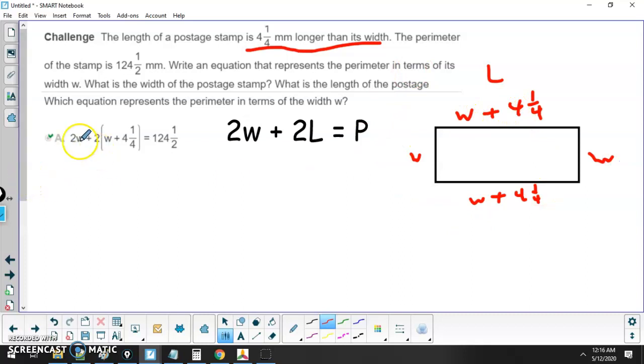Okay, and then if you don't want to use this formula, I mean, you could just think about combining like terms here. All right, and then combining these two numbers. It'd probably be actually easier to do it this way. All right, so let's go ahead and distribute here. 2W, and then that's not distributing, but here you have 2 times W. This is where you're distributing. All right, 2 times 4 1/4.